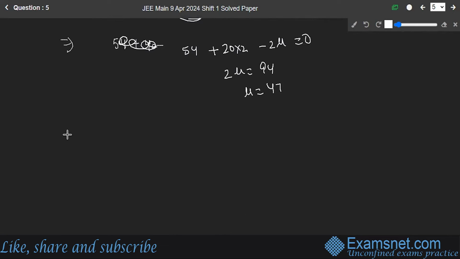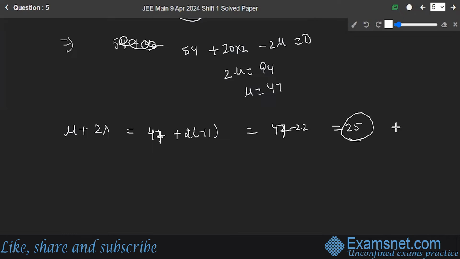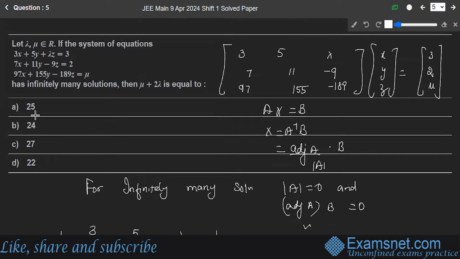So what is the value of mu plus 2 lambda? Mu was equal to 47 and lambda was 11. So 47 minus 22. The answer is equal to 25. This is the answer to the question, option A. Hope you understood that. Let's move to the next question.